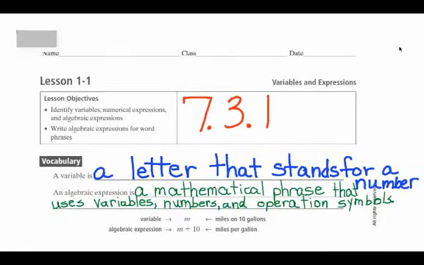An algebraic expression is a mathematical phrase that uses variables, numbers, and operation symbols to represent a situation. So if you look down below, we have an example of a variable, which is m, which could represent miles on 10 gallons, and we have an algebraic expression, m divided by 10, which could stand for miles per gallon if you're talking about 10 gallons of gasoline. Now's a good time to pause the video if you need more time to copy down these notes.